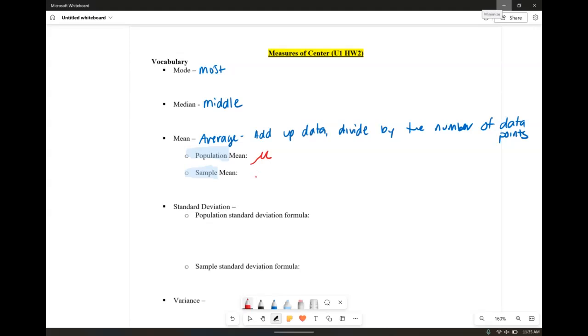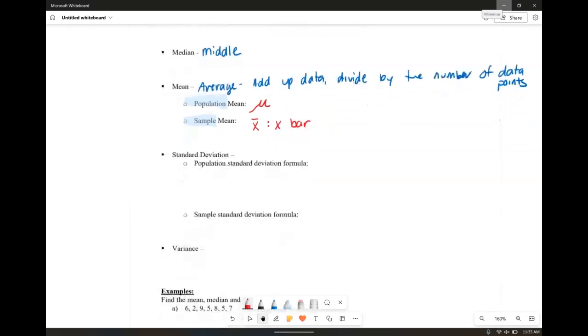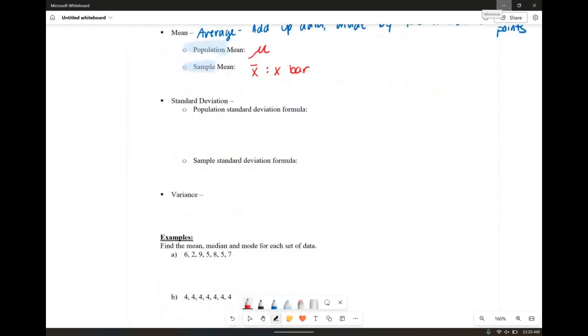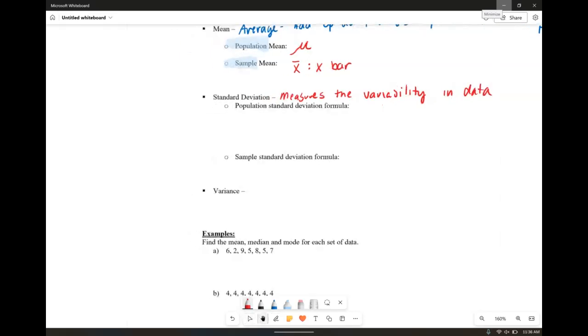A sample mean is an X with a bar over top, and we call this X bar. Very creative name for that one. All right, so population mean is mu, sample mean is an X bar, okay? All right, so we have this thing called standard deviation. Standard deviation measures the variability in data. Okay, so let me do a little sidebar here.